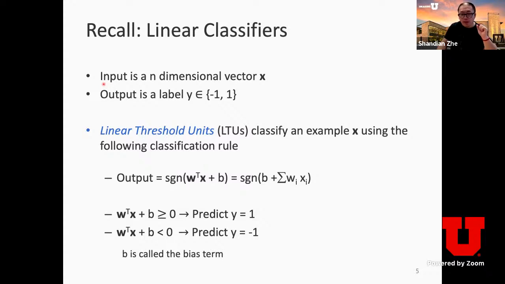W is a weight vector, which has the same dimension as the input vector, and then we have a scalar bias parameter. We first calculate this linear classification function, then look at the sign. If the classification function is no less than 0, the sign is 1, meaning that our prediction is a positive label. Otherwise, if the classification function is negative, the sign is -1, implying that our prediction is a negative label. This is just the definition of linear classifiers.